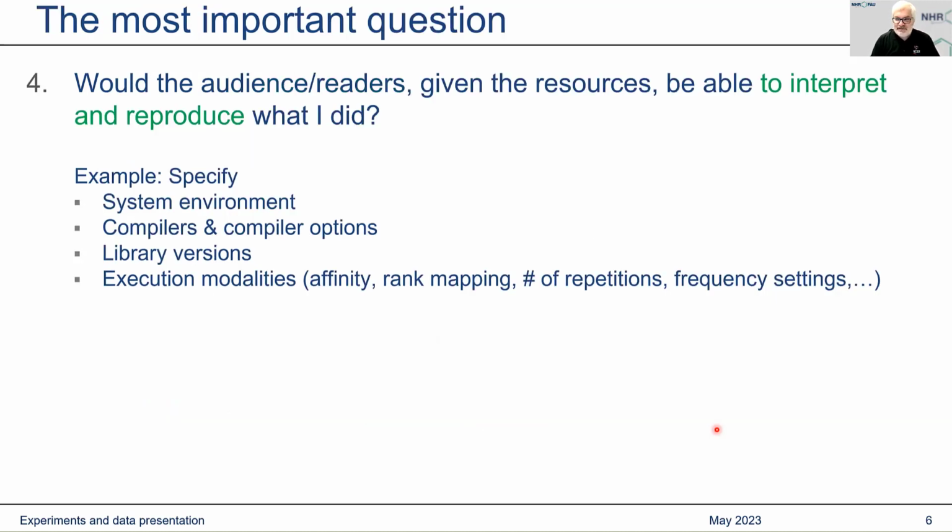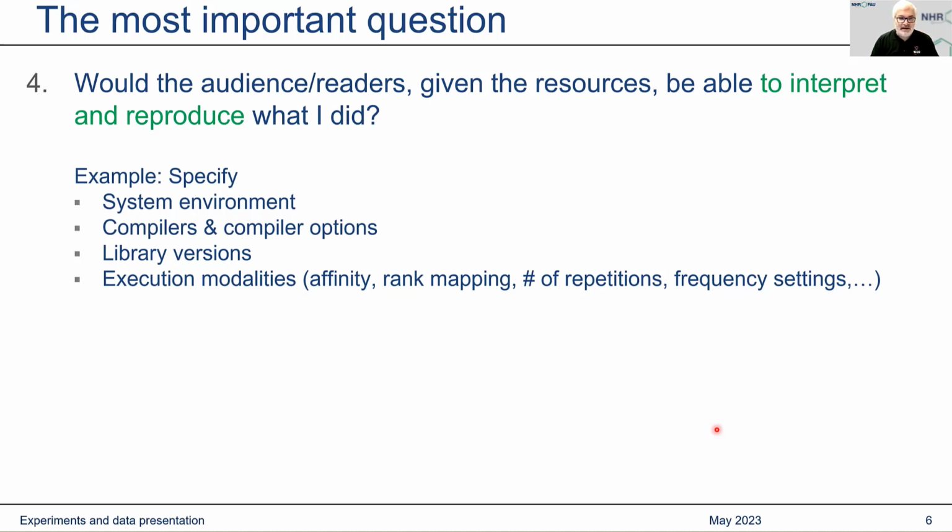And then the fourth question, that's very important, is not to stop at three, but really to think about whether the audience or the readers, given the resources, would be able to interpret and reproduce what I did. So you need to specify the system environment that you used to make these measurements in the experiments, which means compilers and compiler options, library versions, maybe OS versions, and also all kinds of execution modalities, like how did you pin your threads and processes, which goes under the term affinity, rank mapping, number of repetitions, how often did you repeat the measurements, frequency settings, and so on.